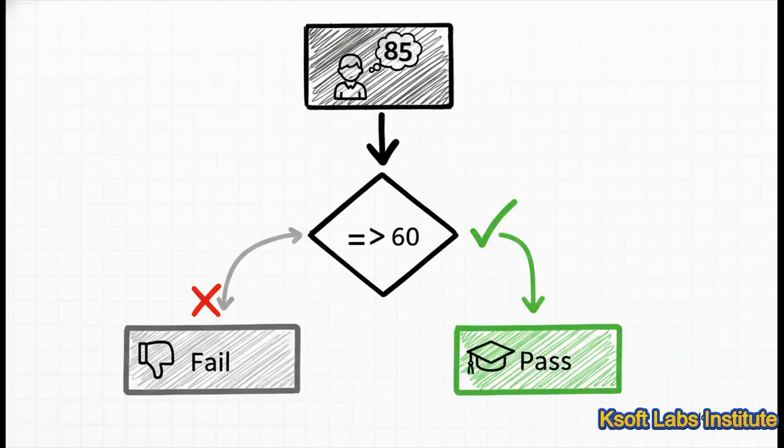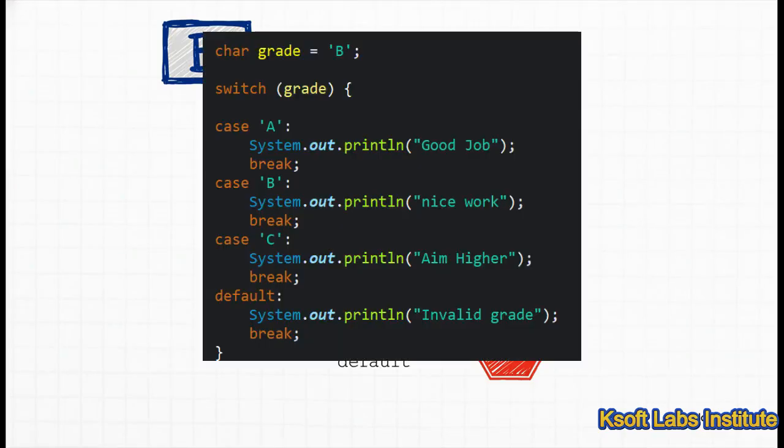See how it chooses a path? And now let's check out this switch statement. We start with char grade equals b. Then we have switch grade. What the program does is it takes the value inside grade, which is b, and it goes down the list looking for a matching case.